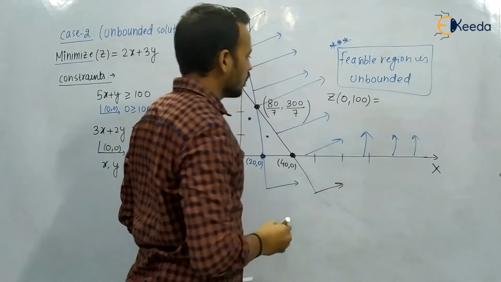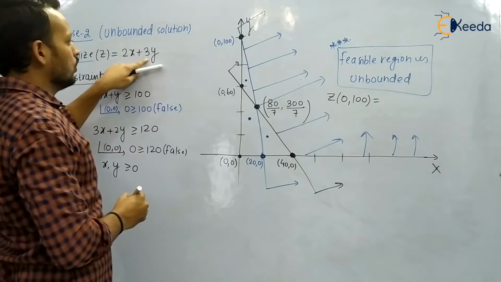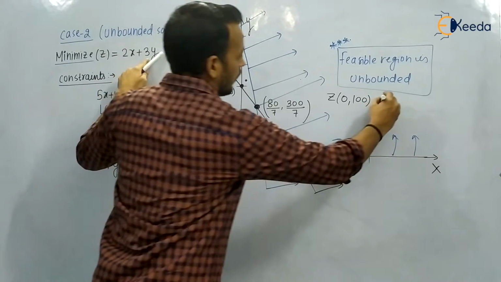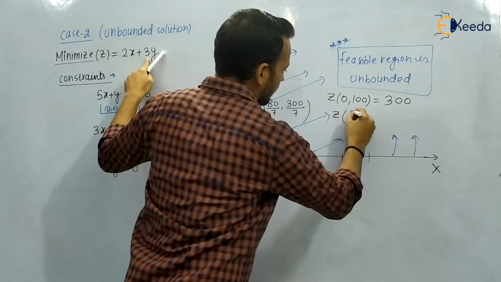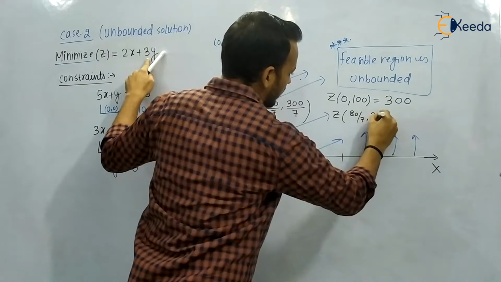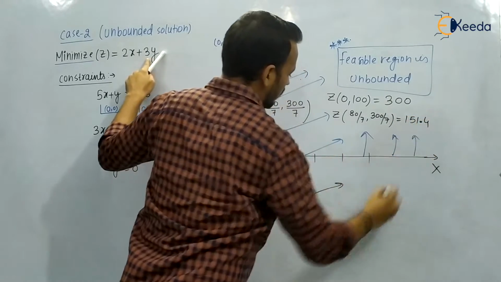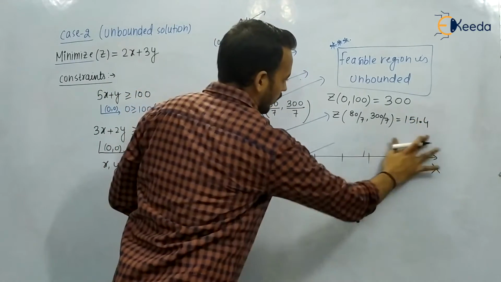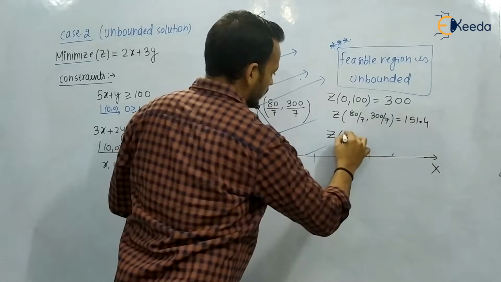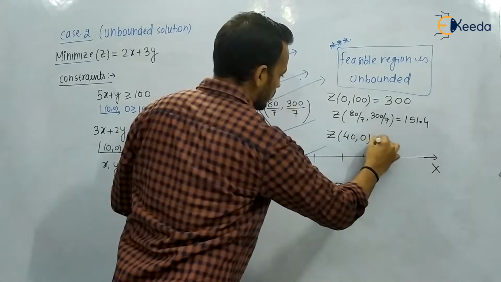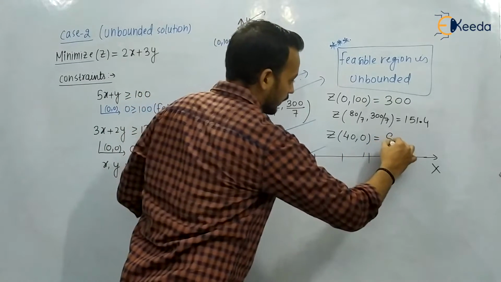When you put (0, 100) in the objective function, x is 0, y is 3 times 100, so it is going to be 300. Okay, the second corner point is (80/7, 300/7). After putting it in, you will get 151.4. And the third corner point is (40, 0). Just put it in, y will be 0 and this is going to be 80.